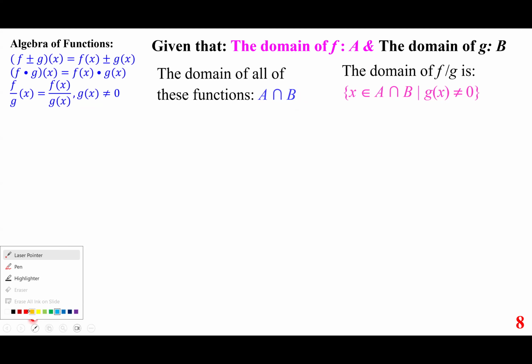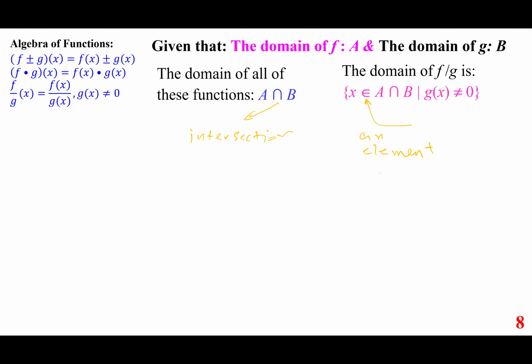So again, this is read A intersection B. This symbol is intersection. This symbol is an element of, this is in set theory. This line segment is read such that. So when we want to read this, we would say the set of X as an element of A intersection B, meaning X belongs to this set A intersection B, such that G, the denominator, can't be 0. We're talking about the last one.